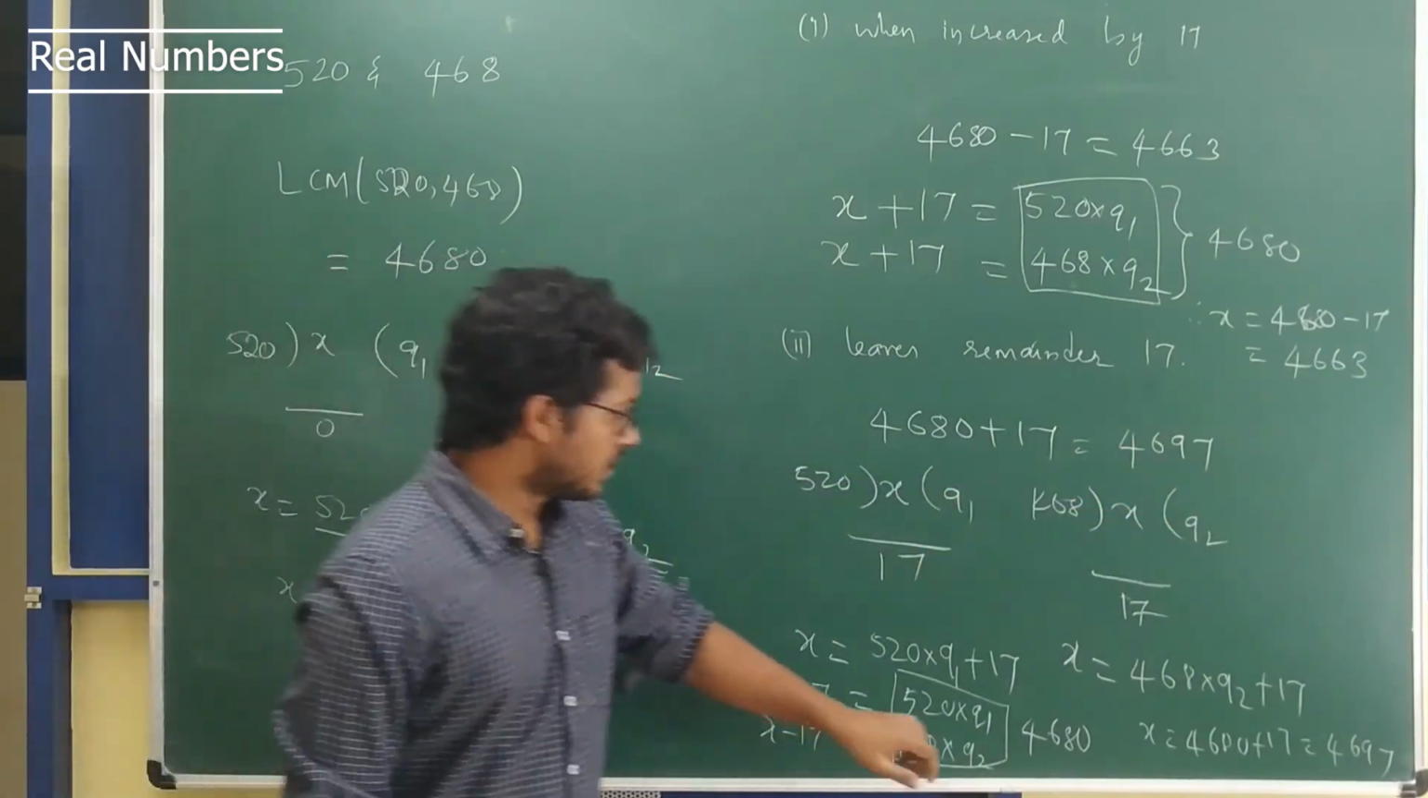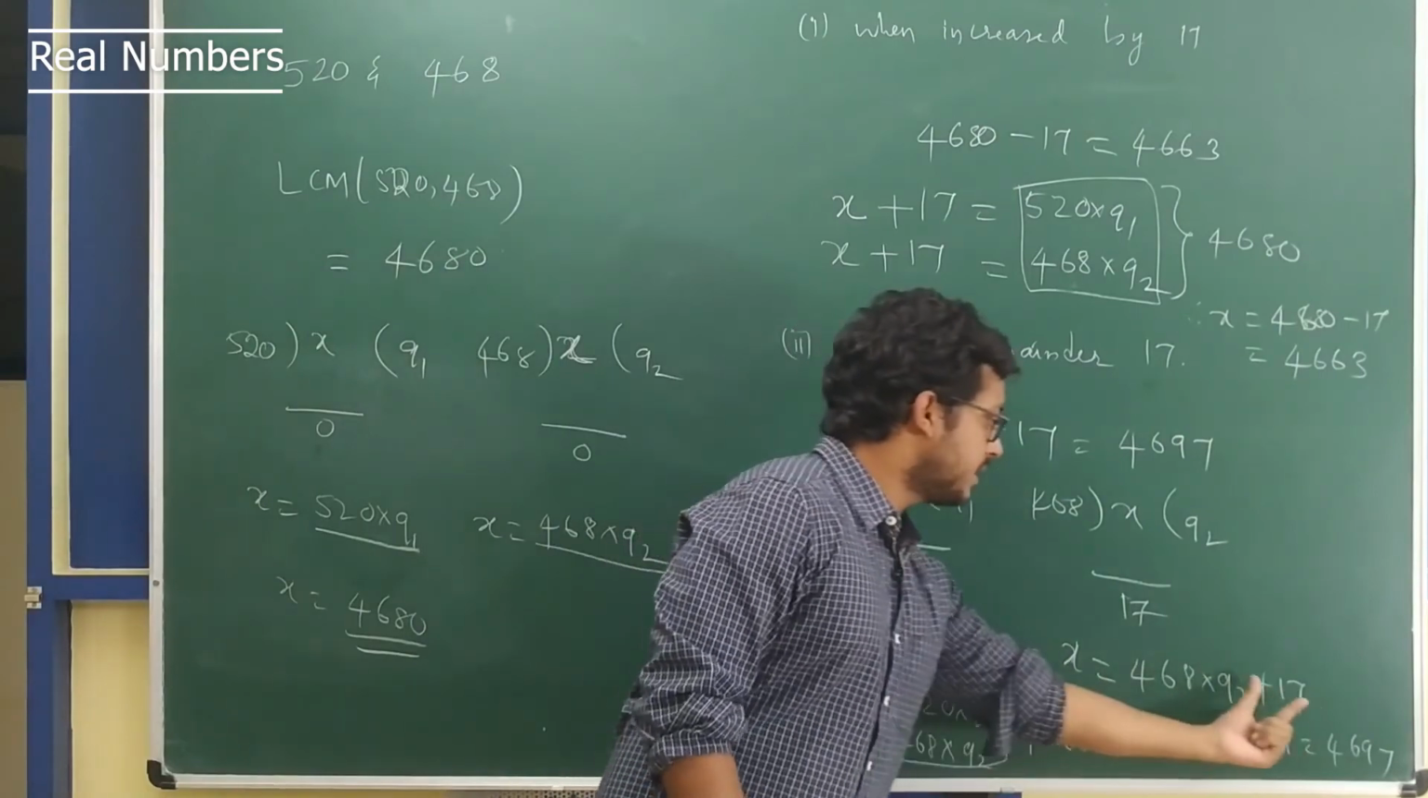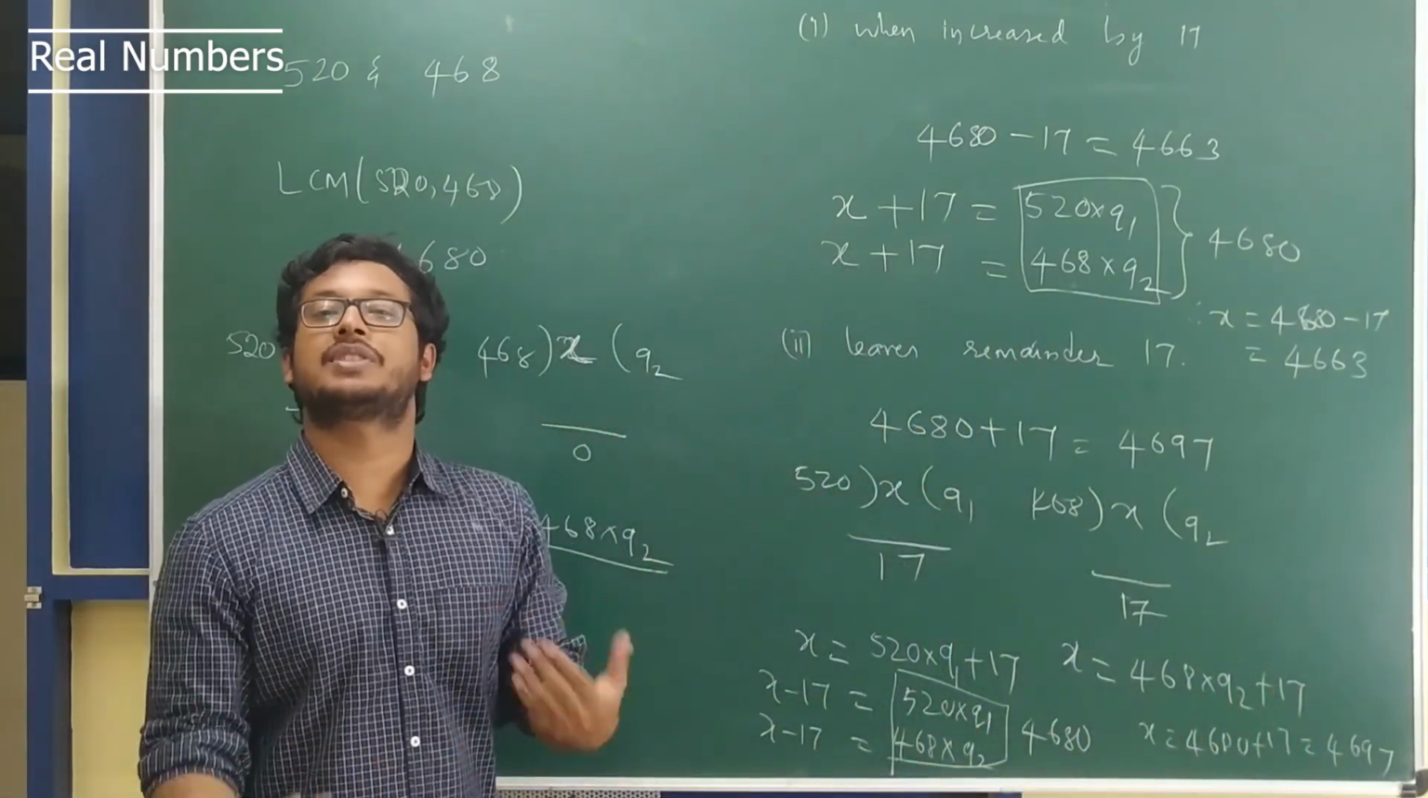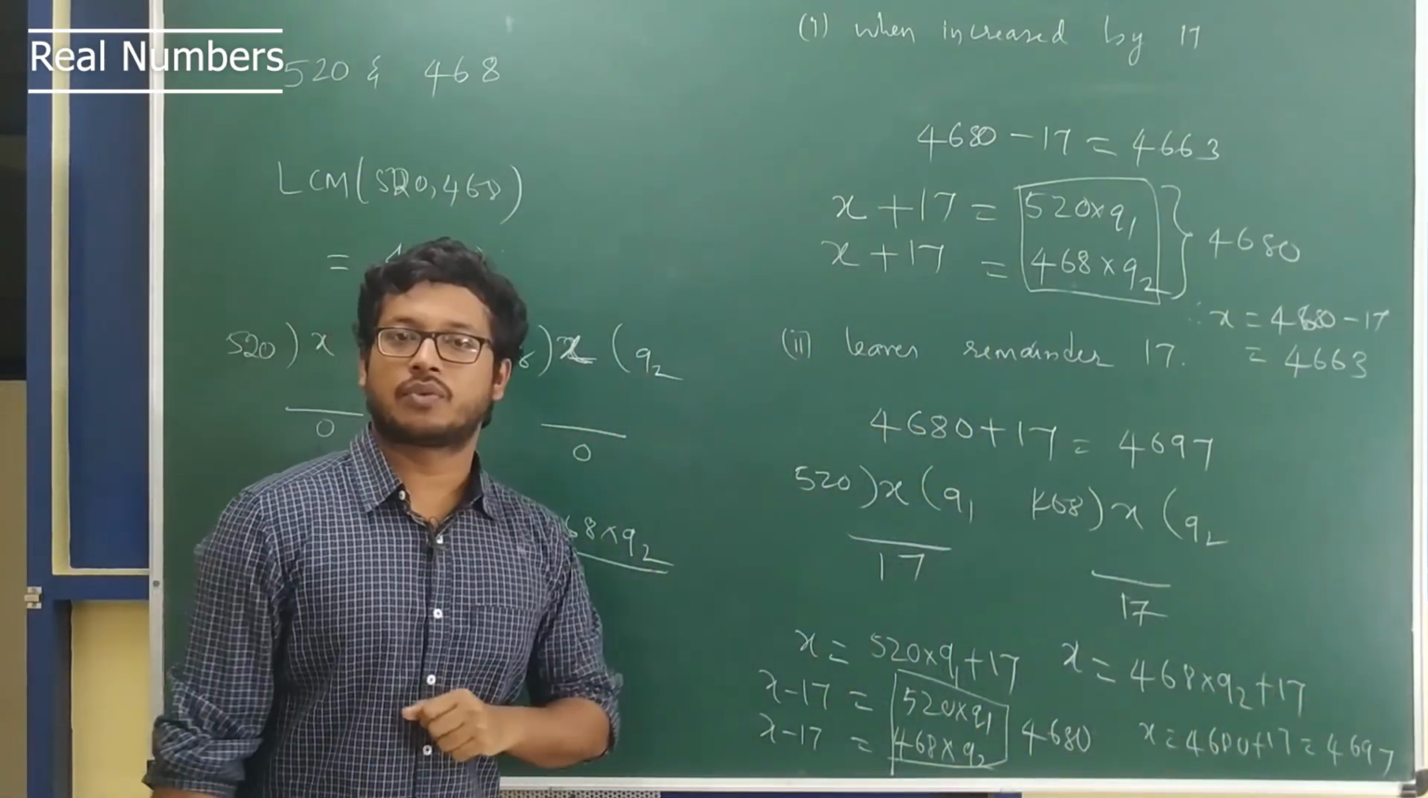I hope you understood this one. So this is easy when the remainder is the same. When the remainder becomes different, what happens is what we see in the next problem.